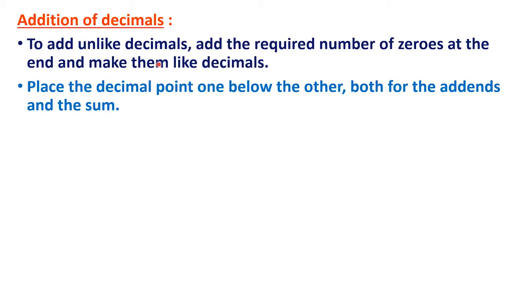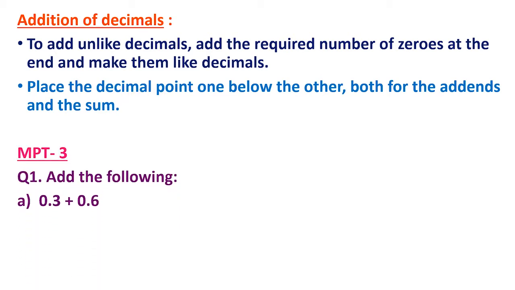To add unlike decimals, add the required number of zeros at the end and make them like decimals. Place the decimal point one below the other, both for the addends and the sum. That means for adding decimal numbers, we add as we add whole numbers. The decimals which are unlike, we make like decimals by adding zeros. And both for addends and sum, we place the decimal points one below the other.